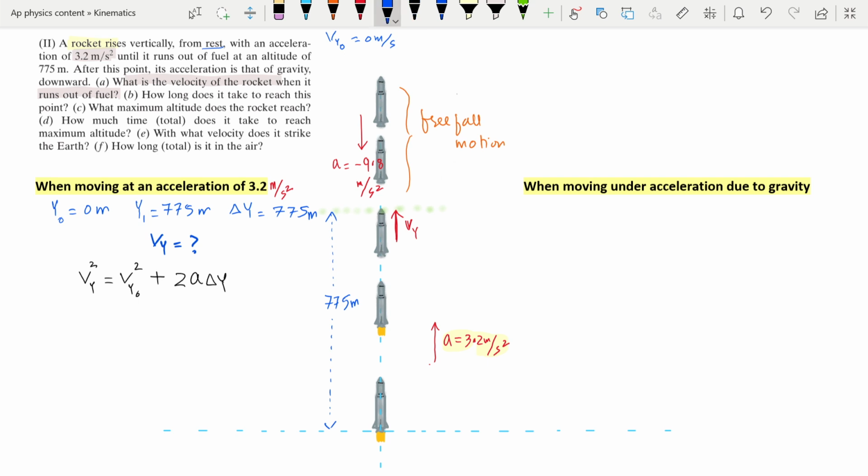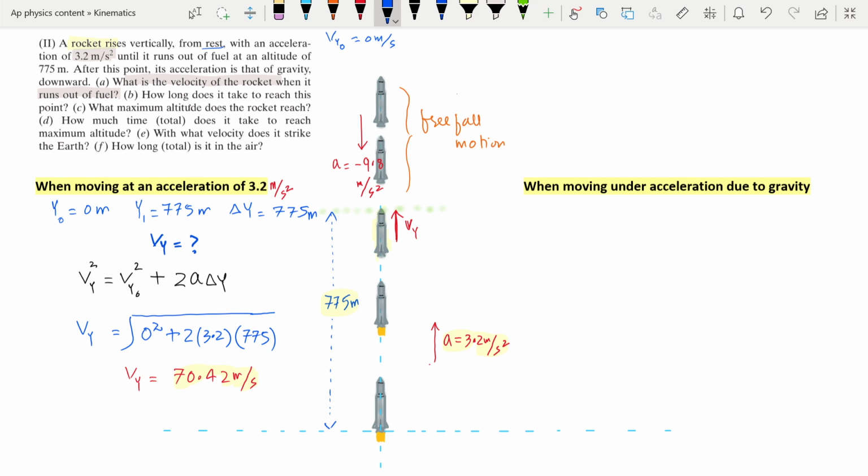So when you plug in the values here, because this is what we have to find out, we will take the square root, and since it started from rest, its initial vertical velocity is 0, plus 2 into 3.2 into displacement covered, 775 meter. So the vertical velocity at that point is 70.42 meter per second. That's a lot. Okay, now it didn't stop at this point, rather it moved further high.